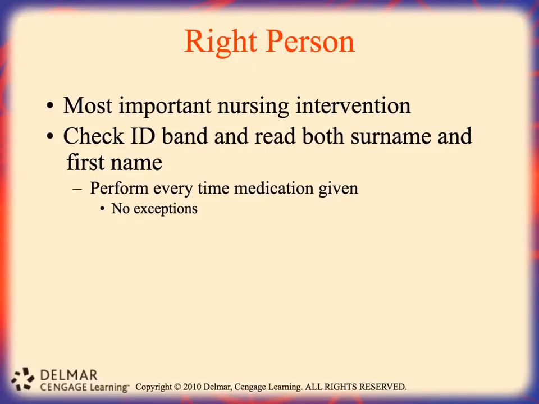It's absolutely critical that you give the medication to the right person. You want to check the ID band. You want to read both the first and the last name, plus you want to have them give you their birth date. This is now required as a double check. So you want to do that every single time a medication is given. It doesn't matter if you've taken care of them for 5 days in a row, you still check the ID band for name and birth date every time you give a medication.